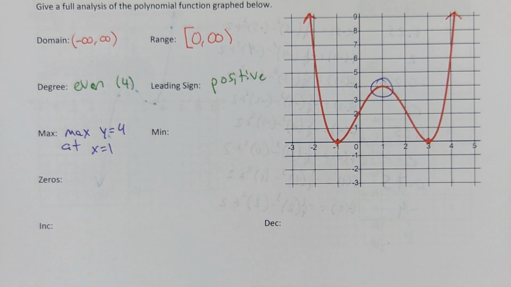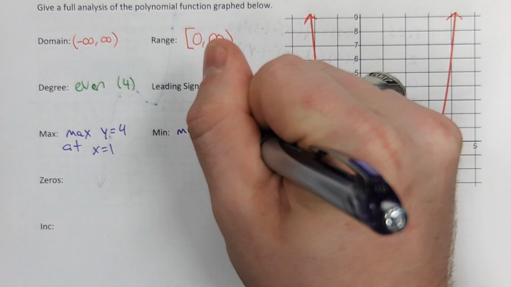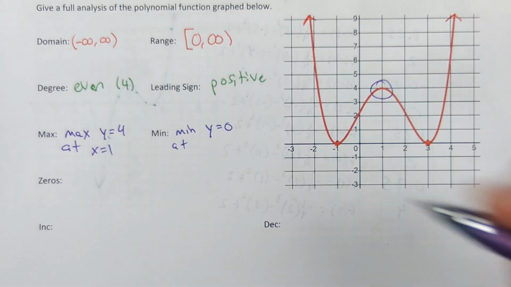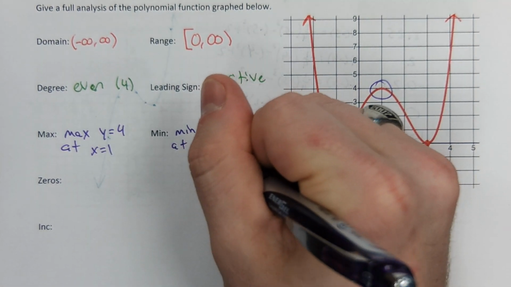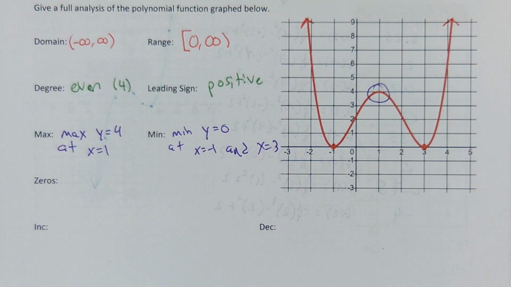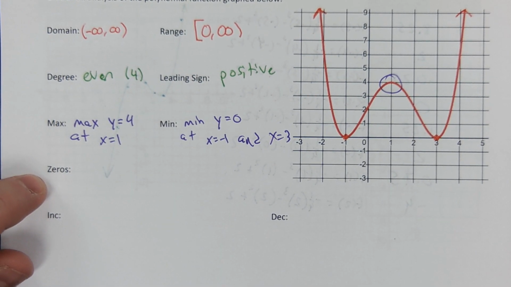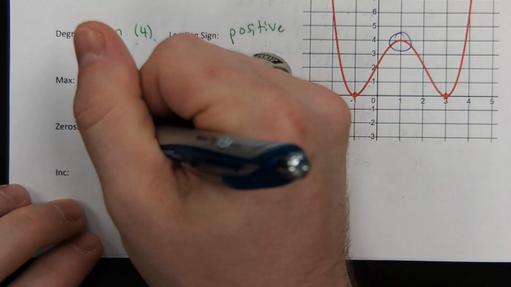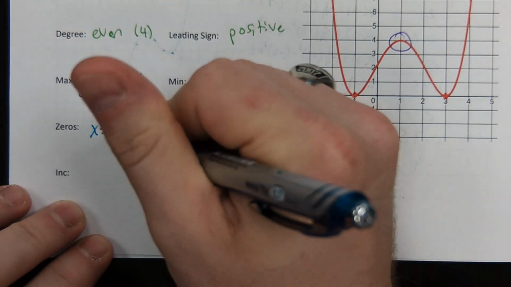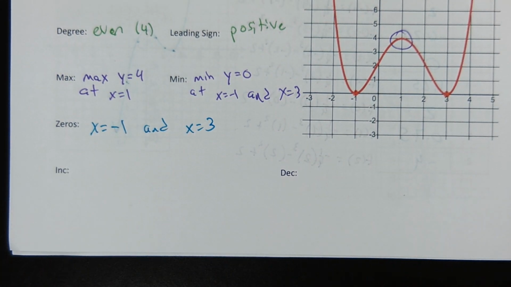What is the minimum value of this graph? Y equals 0. And it happens actually two places. At x equals -1 and x equals 3. Oh, a y value of 0. That's literally zeros of the polynomial. They happen at x equals -1 and at x equals 3. Ta-da!